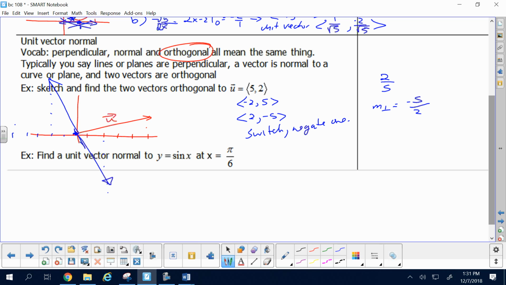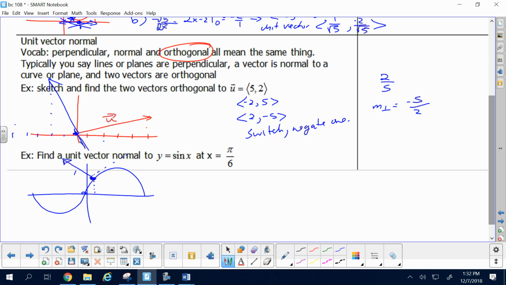All right? A unit vector normal to y = sine of x. Let's draw a picture just to aid our understanding. Here's y = sine of x. Here's pi/6 about here. A vector tangent would be this way. A vector normal would be this way. It needs to be 1 unit long. So I'm looking for a perpendicular vector to the curve at pi/6. Are you with me?